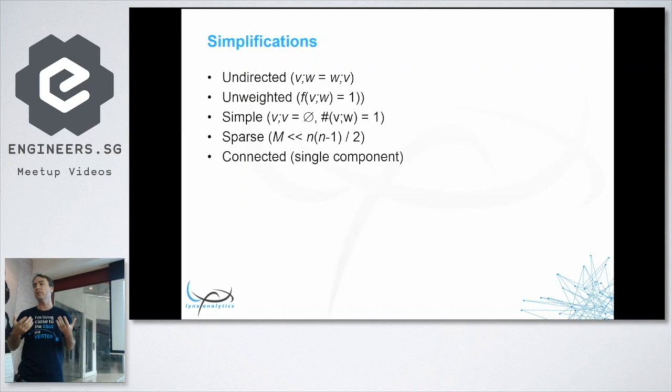We call a graph simple if there are no loops, so I'm not calling myself, and there are no multiple edges. Multiple edges: if I call my wife 3 times, then that would be 3 edges. But when a graph is simple, I just merge these 3 overlapping, parallel edges, and I say that there is just 1 edge between us. But of course, I can weight it, and I can say that the weight of this edge is 3 because we called each other 3 times.